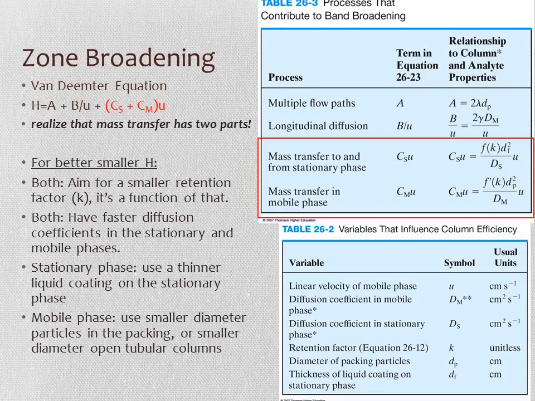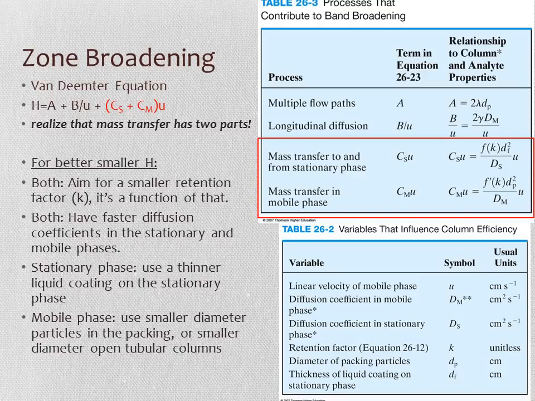It turns out that in the Van Deemter equation, the C term actually has two parts. One is due to mass transfer to and from the stationary phase. We call this CS, stationary. And the other one is mass transfer in the mobile phase, that's CM.